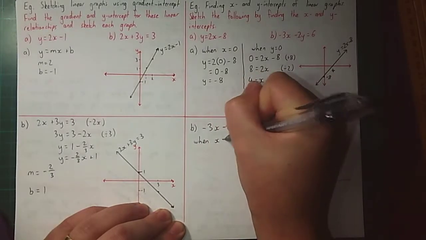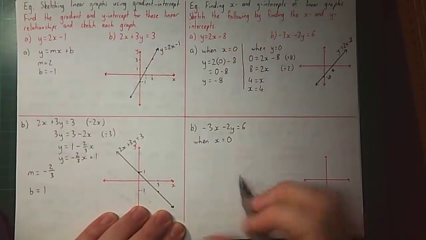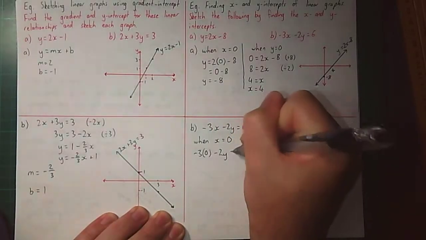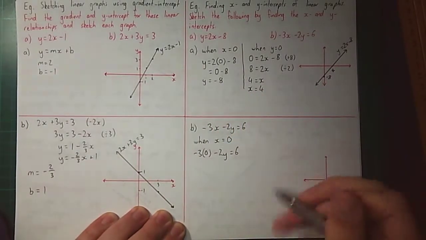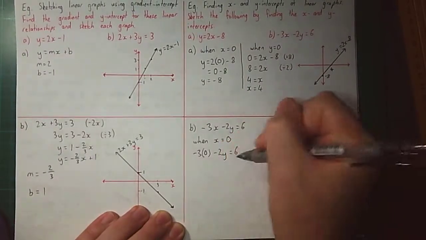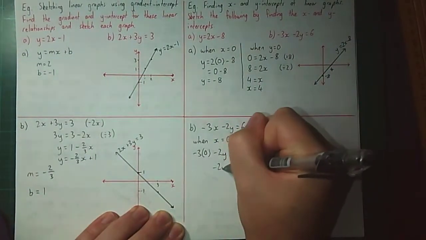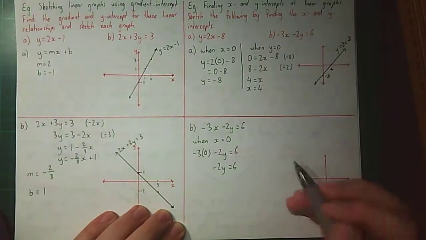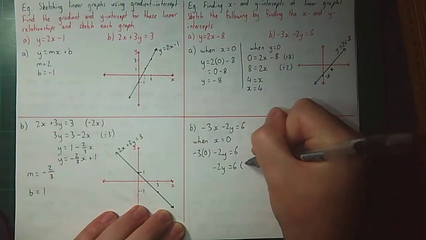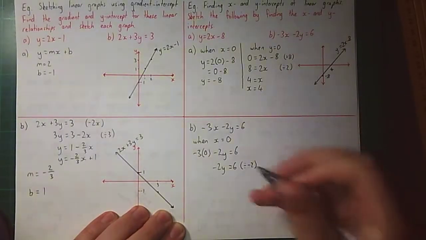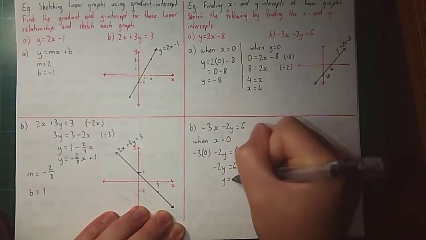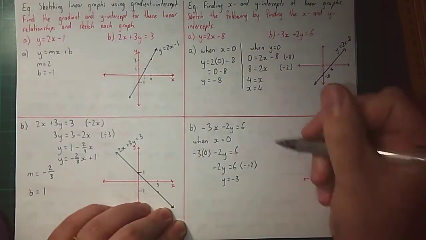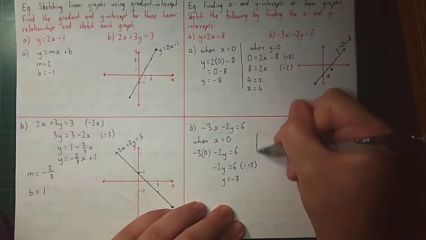Because that is our y-intercept. And sub it in, we're going to have minus 3 times 0 minus 2y equals 6. So that means we've got 0 minus 2y, so I can just evaluate that to minus 2y equals 6. And we, of course, want y by itself, so I'm going to divide both sides by negative 2. So y will equal negative 3. So that's our y-intercept. We'll do it again.